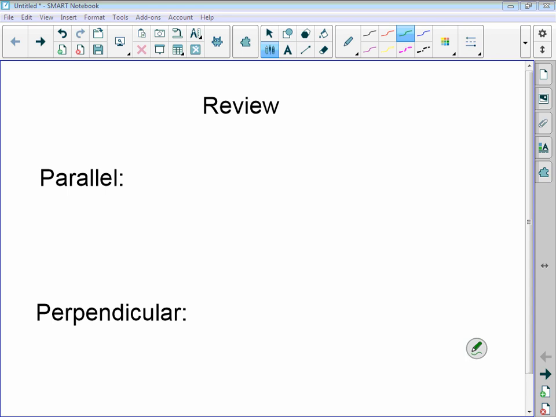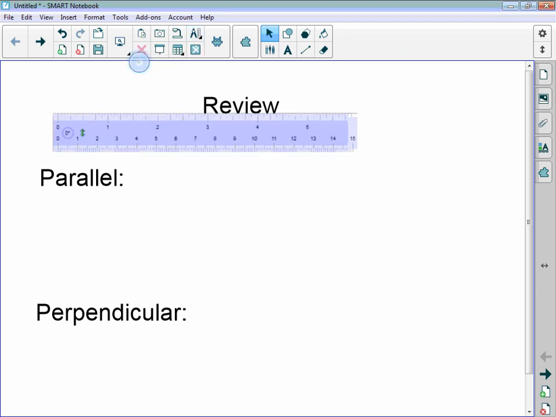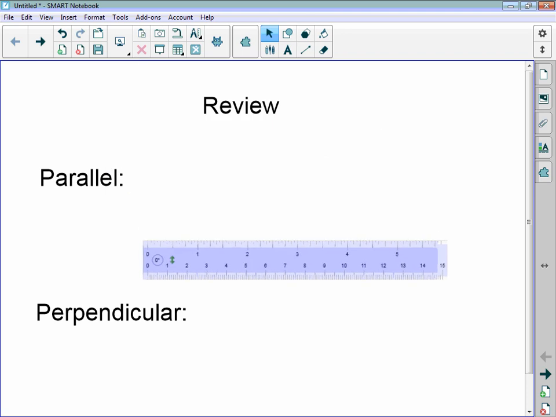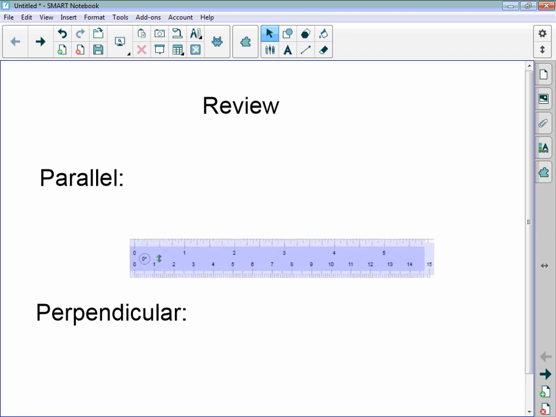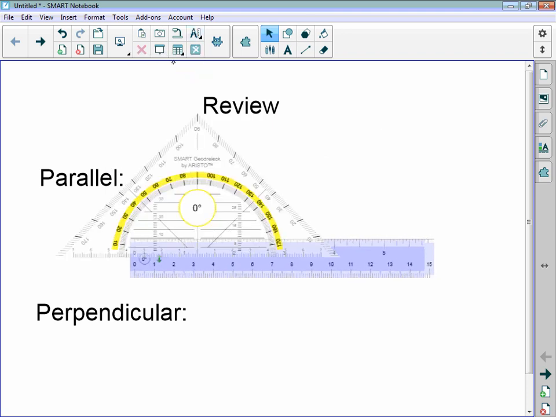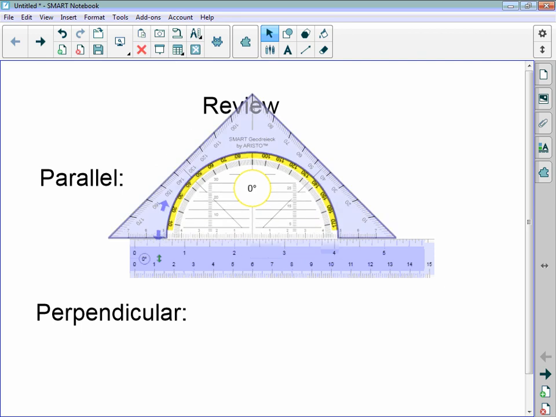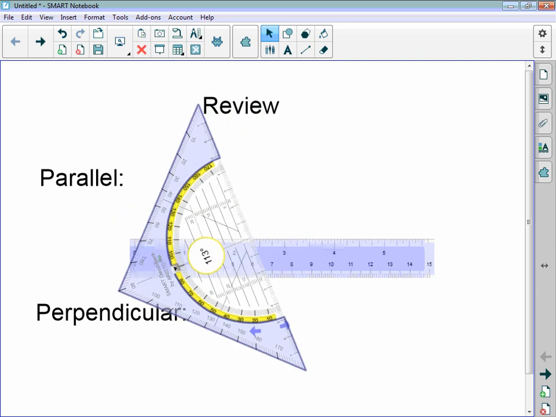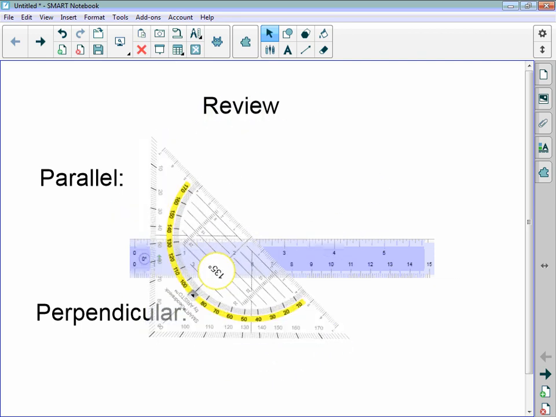So just quick review from last lesson. Last time we were talking about parallel and perpendicular lines, and I'll quickly review how we can draw and label those. One of the easiest ways to do parallel lines is you first take your ruler out. Here's my ruler, and I'm also going to take my right angle triangle, and let me just rotate this around to there.